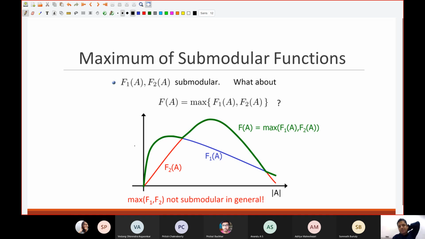Okay, let's look at maximum. Maximum of a submodular function, is it submodular? So here we have seen for convex functions. What did you see for convex functions?